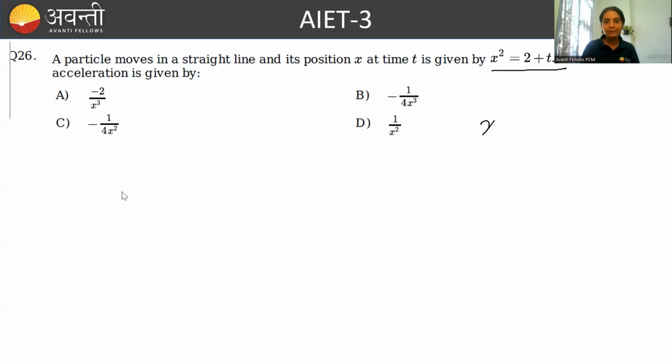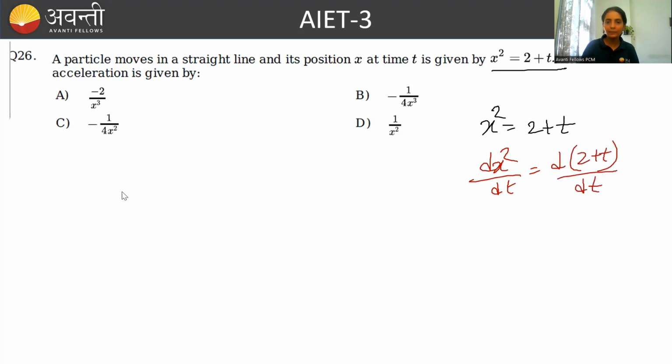Let's see here. x square is equal to 2 plus t. Let's make it more direct. If you differentiate it with respect to time, d x square by dt equals d of 2 plus t by dt, and this will become 2x times velocity equal to 1, right? So velocity is equal to 1 by 2x, and x square is equal to 2 plus t. So here we can easily write it in terms of time also.